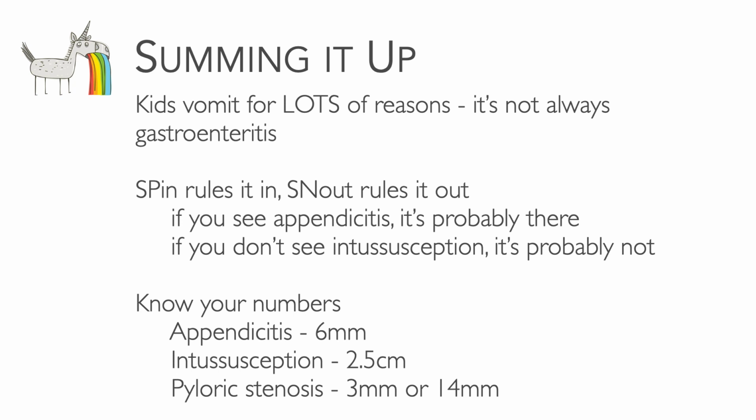The other helpful thing to help you differentiate normal from abnormal findings is to know your numbers. Remember that in appendicitis, the appendix is usually more than 6 millimeters in diameter. In intussusception, an ileocolic intussusception is going to be greater than 2.5 centimeters in diameter. And when you're concerned for pyloric stenosis, the pylorus is going to have a wall width greater than 3 millimeters or a pyloric canal length greater than 14 millimeters.